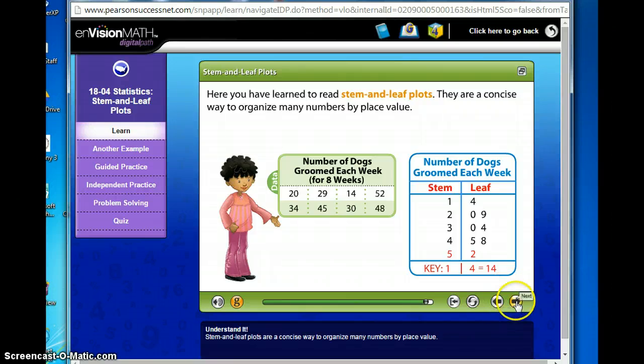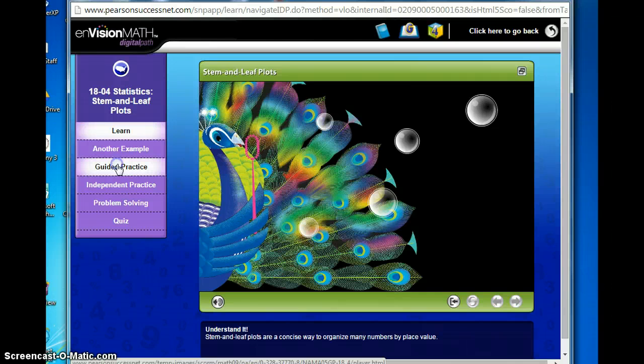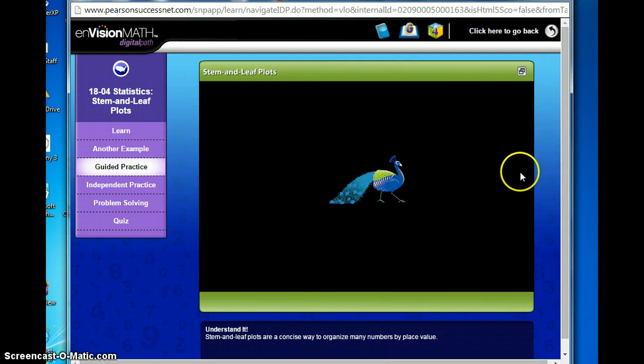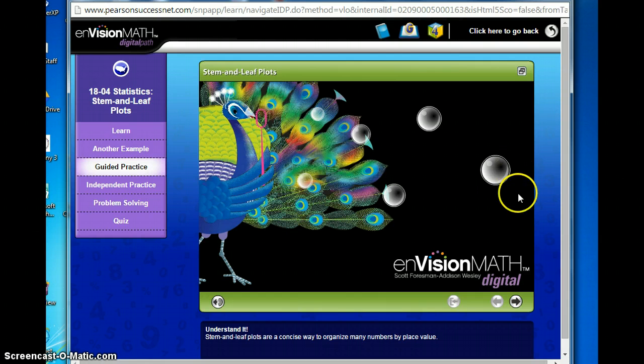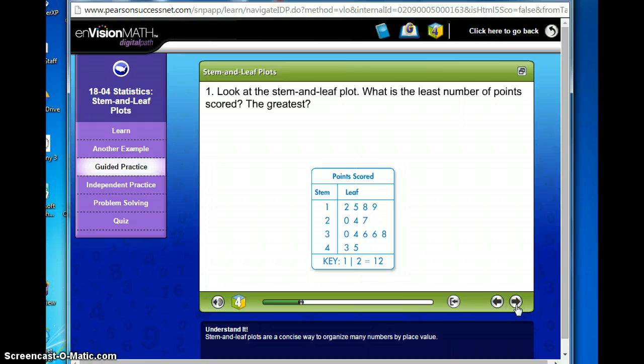So let's look at the guided practice in your book. Okay, just looking at this stem and leaf plot. This is in your book on page 441 in the guided practice. Number 1, look at the stem and leaf plot. What is the least number of points scored? Just look at this. You can tell what's the least number of points scored, Braxton?